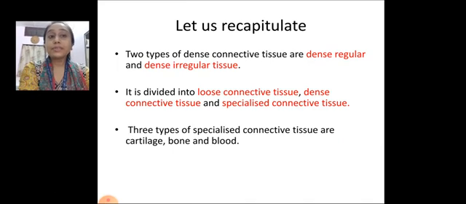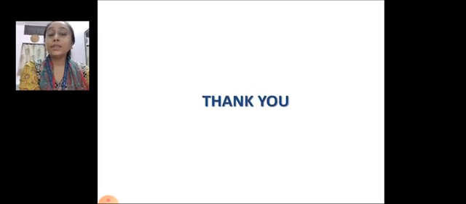Then the two types of dense connective tissues are regular dense connective tissue and irregular dense connective tissue. The dense regular tissue is important because some of its types, like ligaments and tendons, hold the bones and attach the bones to the muscles, right? Then we studied the three kinds of specialized connective tissue, the cartilage, bone and blood, along with their functions. So this much for today's class.